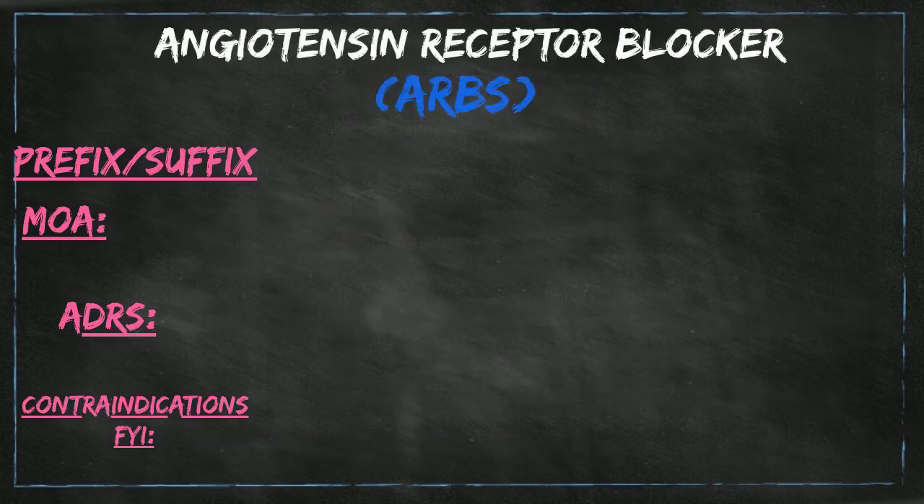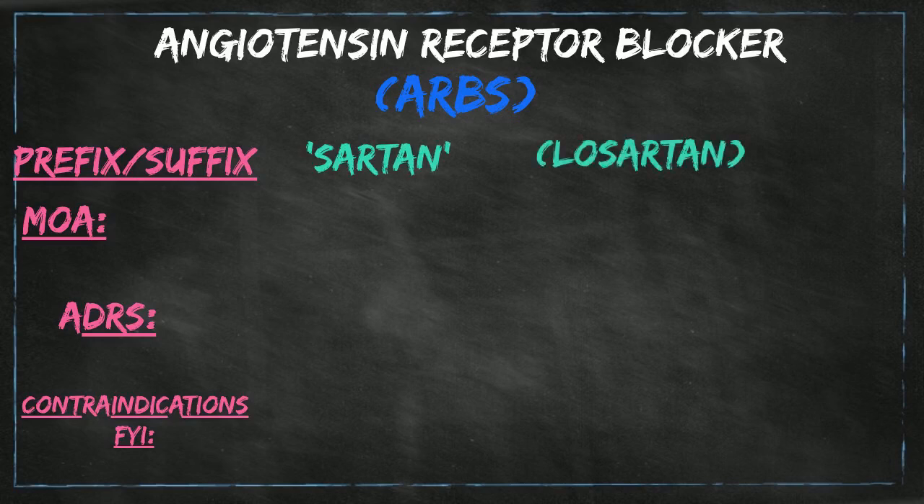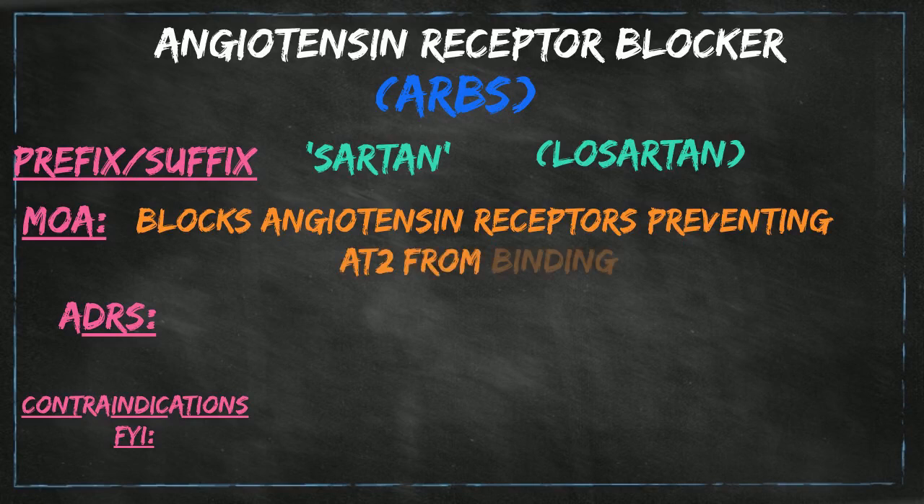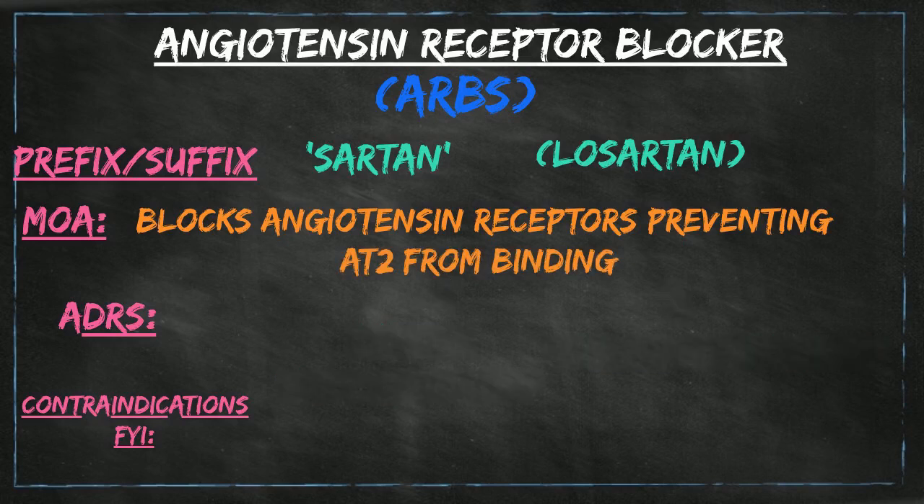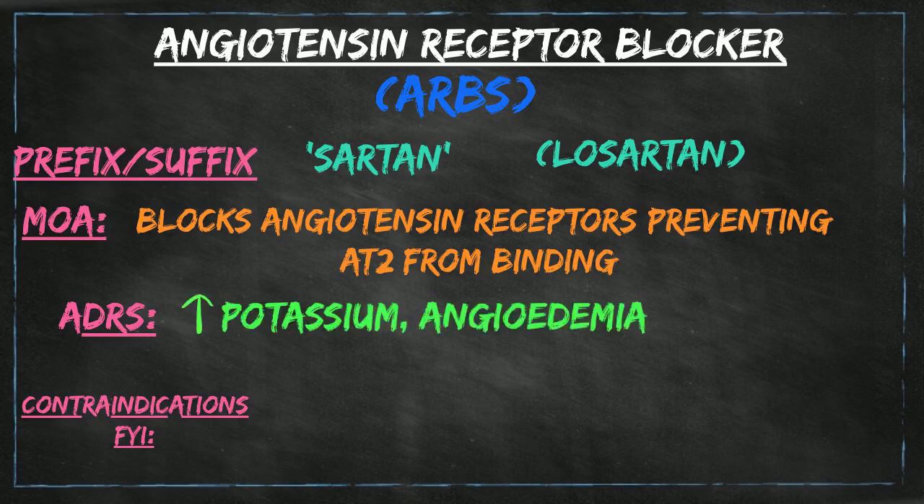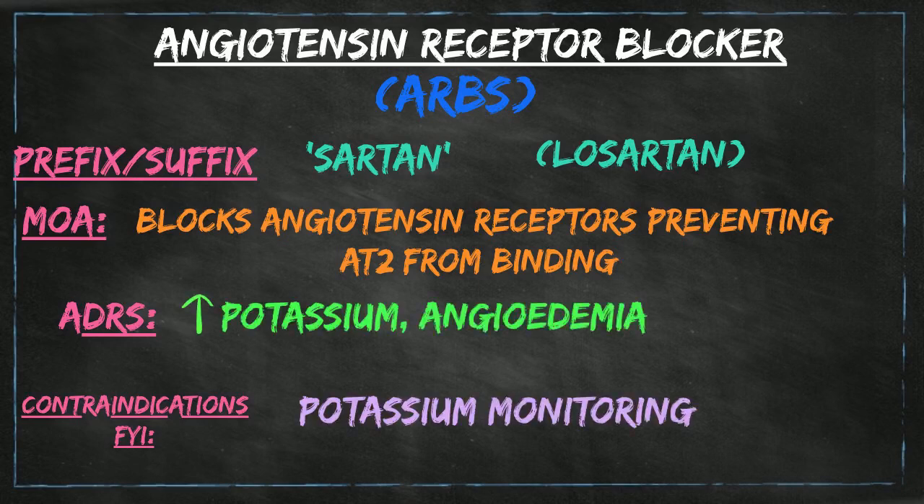Angiotensin receptor blockers are another drug category which affect the function of angiotensin II. The common suffix is sartan, for example, losartan. These drugs work by preventing angiotensin II from binding to receptor sites, which again prevents water reabsorption and vasoconstriction. Like the ACE inhibitors, adverse effects can include elevated potassium and angioedema. Monitoring of potassium levels and attention to other drugs with similar side effects should be a priority.